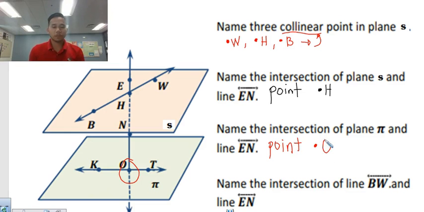The last question on this problem is: name the intersection of line BW and line EN. BW is this line here, and EN is the vertical line. Take a look at the intersection. The intersection is again a point, which is point H. So that is how you answer this type of problem. Again, you have to take a look at the illustration and then read the problem. Okay, next example.